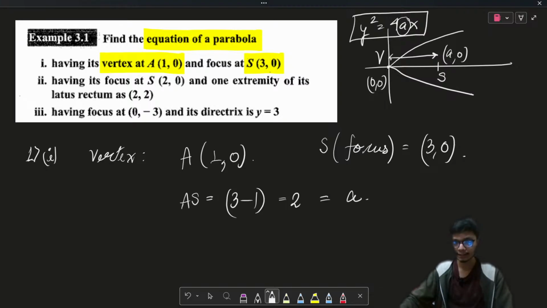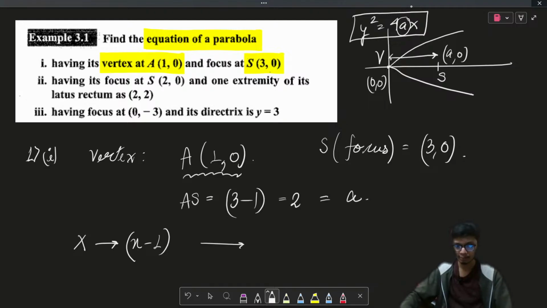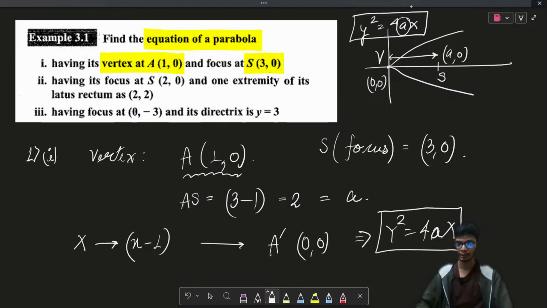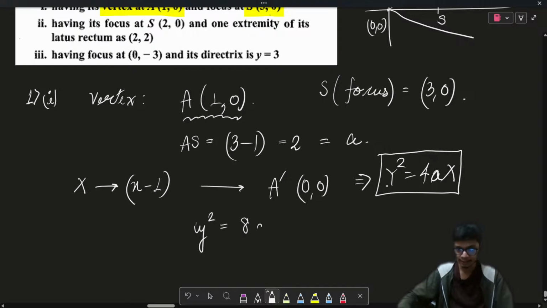Also, in the standard equation of the parabola, the vertex is at 0, 0. But in this case, the vertex is at point 1, 0. So if I do a transformation, replacing x with x minus 1, my modified vertex is going to be at 0, 0. Therefore, the modified equation of the parabola is going to look like this, and that is the equation of the parabola.